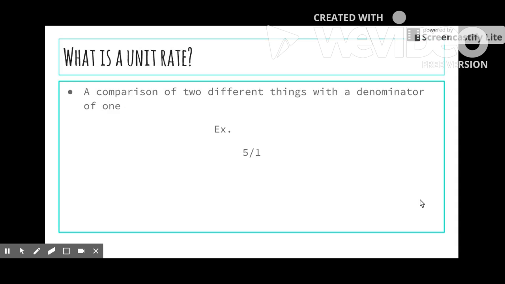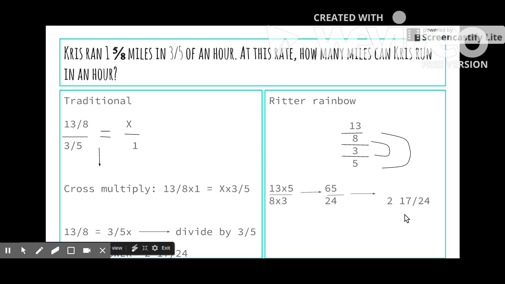A unit rate is a comparison of two different things with a denominator of 1, and a proportion is an equation that says two ratios are equal. We will be showing you how to solve a problem two different ways, the Ritter rainbow and the traditional way.